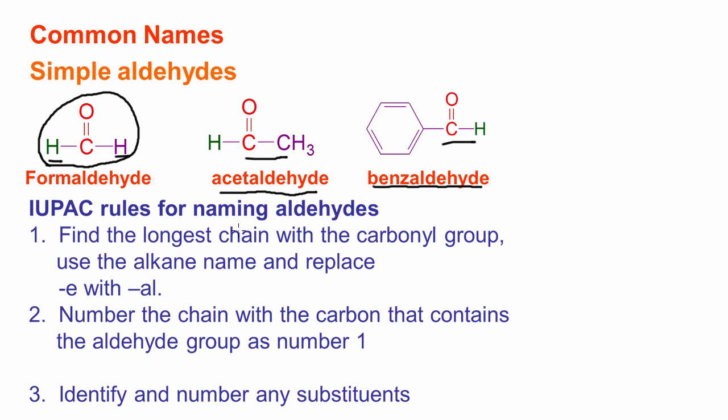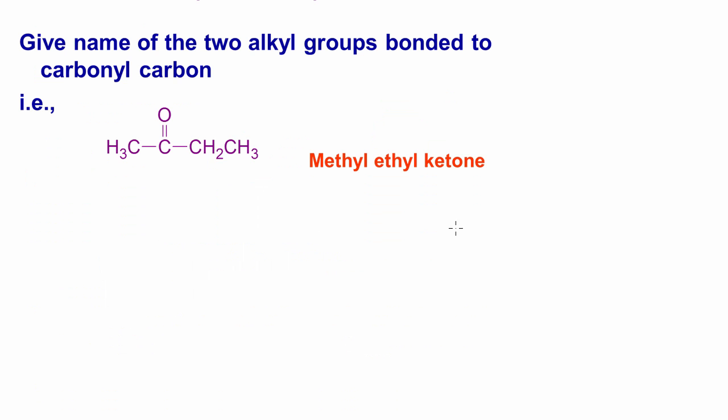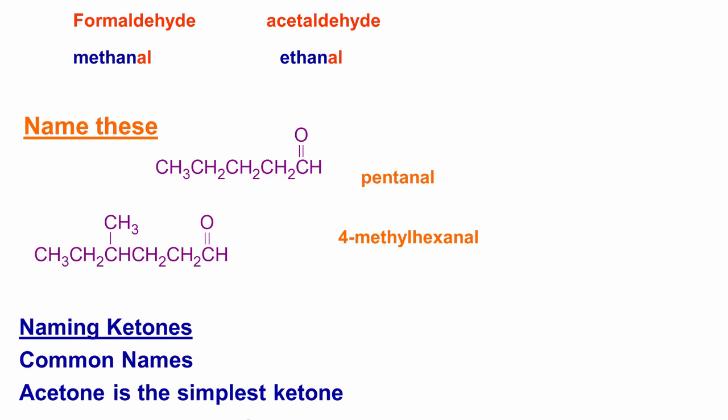Now, the IUPAC rules for naming aldehydes are: first, you find the longest chain that has the carbonyl group, name it as an alkane, and then replace the E with an Al. Number the chain with the carbon that contains the aldehyde group as carbon number 1. And then we identify and number any substituents. Because in an aldehyde, the aldehyde group is always on carbon number 1, we don't have to include the number.